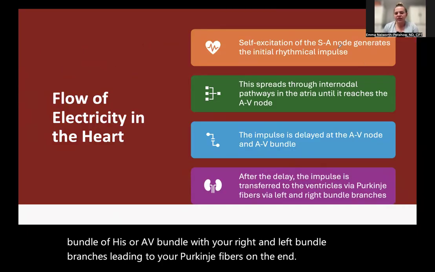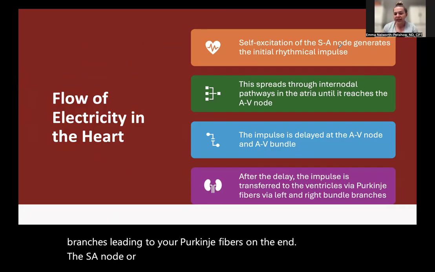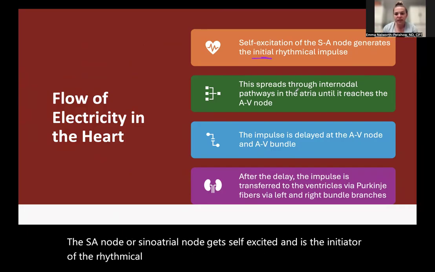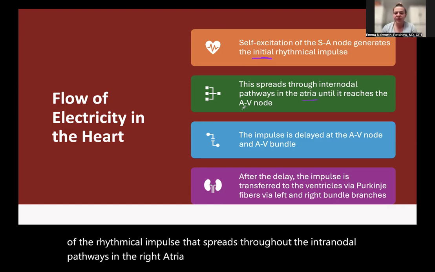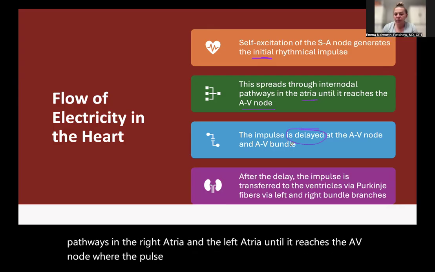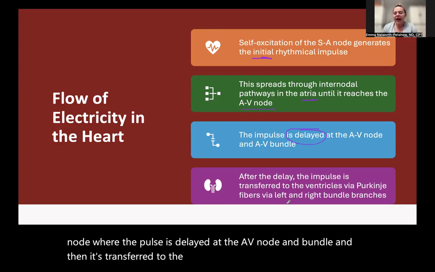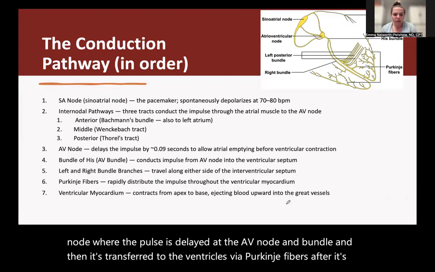The SA node or sinoatrial node gets self-excited and is the initiator of the rhythmical impulse that spreads throughout the internodal pathways in the right atria and the left atria until it reaches the AV node, where the pulse is delayed at the AV node and bundle, and then it's transferred to the ventricles via Purkinje fibers after it's moved through right and left bundle branches.